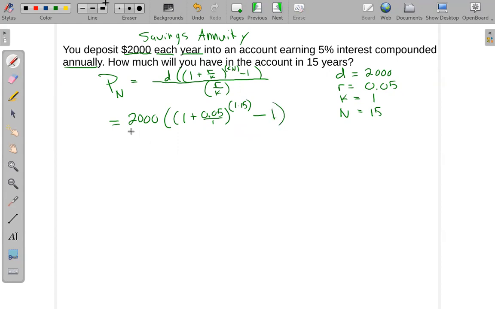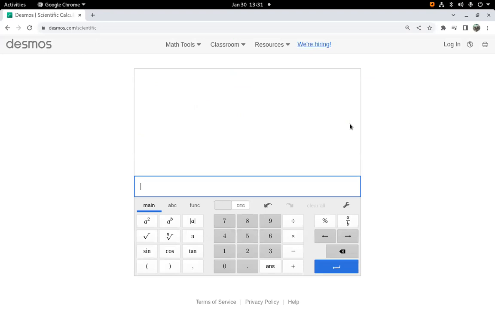Close the parentheses. Divide. Most calculators need a parentheses for this fraction in the denominator. Our rate, 5%, 5/100ths, divided by 1. Again, we could simplify this a little bit because dividing by 1 here doesn't really change anything. Multiplying by 1 there doesn't really change anything. So that divide by 1 or multiply by 1 could be omitted. Calculator.